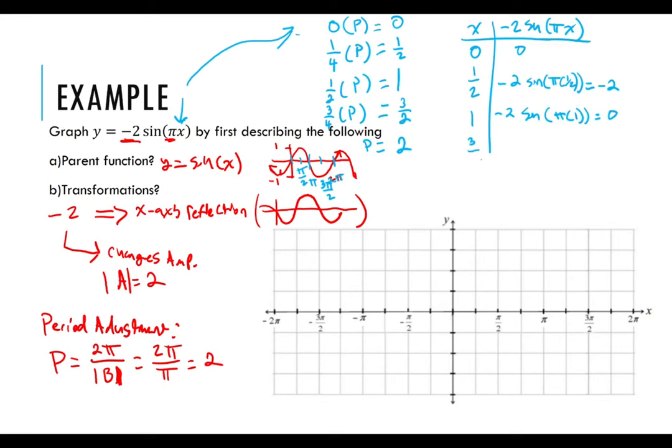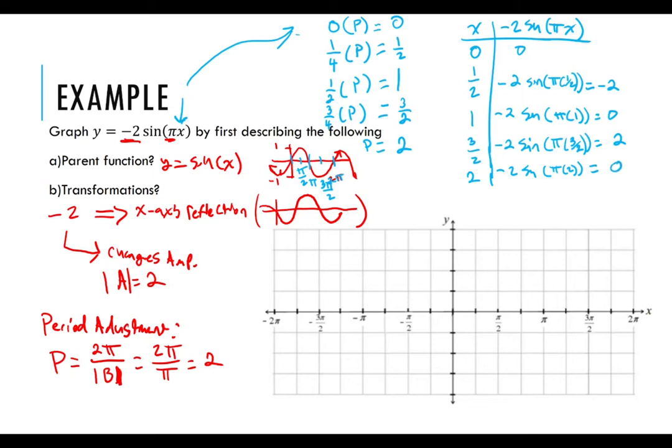Then let's plug in 3 halves. So -2 times sine of pi times 3 halves. That's sine of 3 pi halves. Sine of 3 pi halves is -1. -1 times -2 is +2. And then let's plug in that last value, which is the period. So -2 times sine of pi times 2 is equal to, well, sine of 2 pi is 0. 0 times -2 is 0.